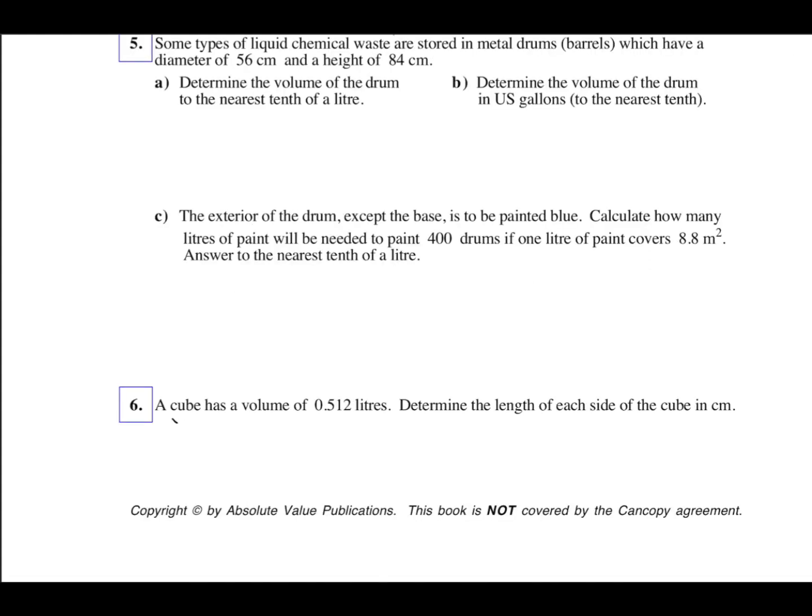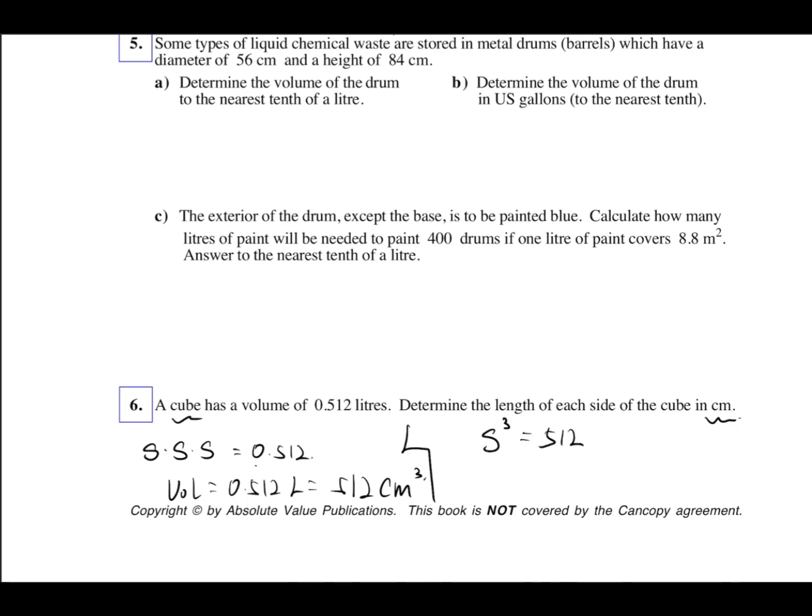So number 6, a cube and its volume. For the cube, the volume is side times side times side, equals 0.512. For this one we need centimeters, so we change the volume equals 1 liter, and we change it into cubic centimeters, so it's 512 cubed. Then we know the side cubed equals 512, and then the side equals 8 centimeters.